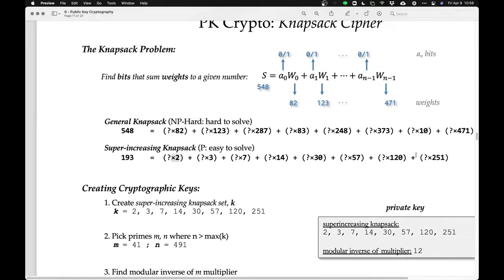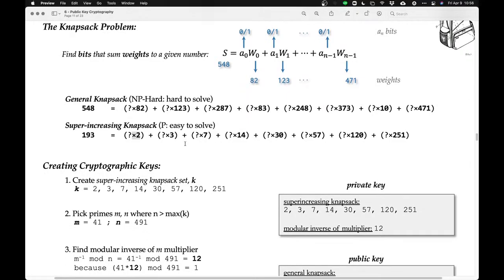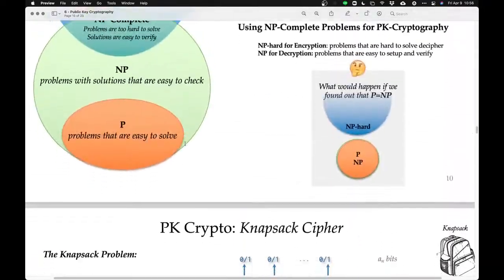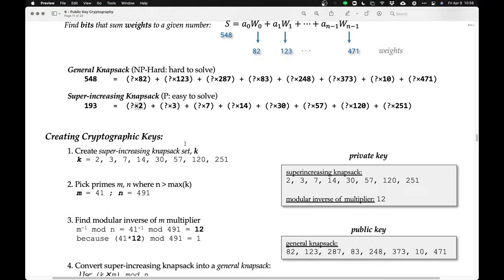If you don't have that property and you just have some general numbers, it's exceedingly difficult to solve. You've just got to brute force it. I will show you in a moment that you can use these two knapsacks to encrypt and decrypt.